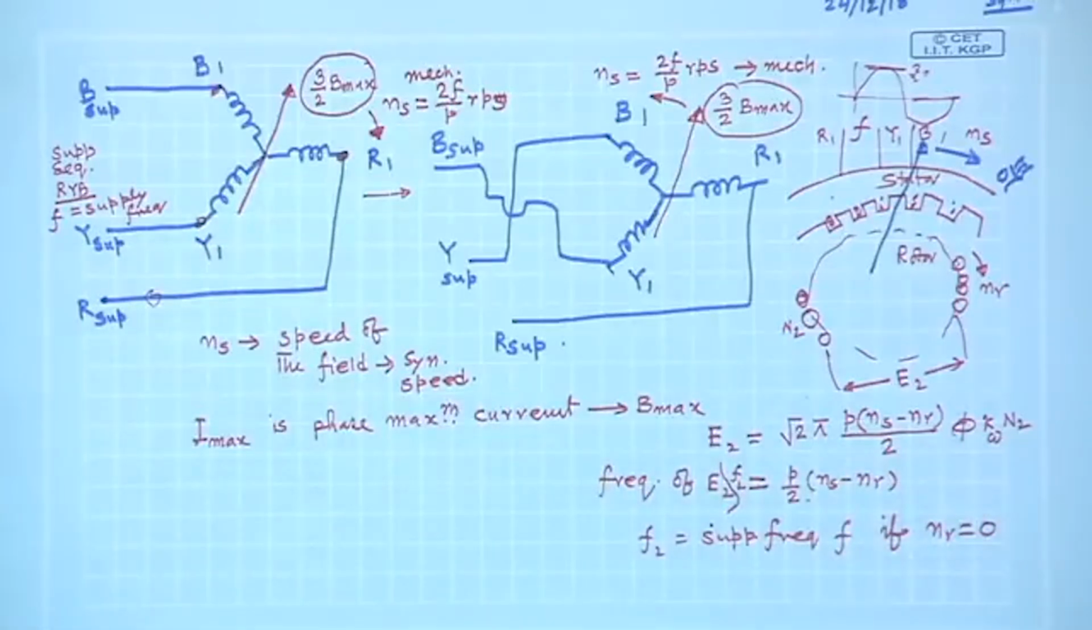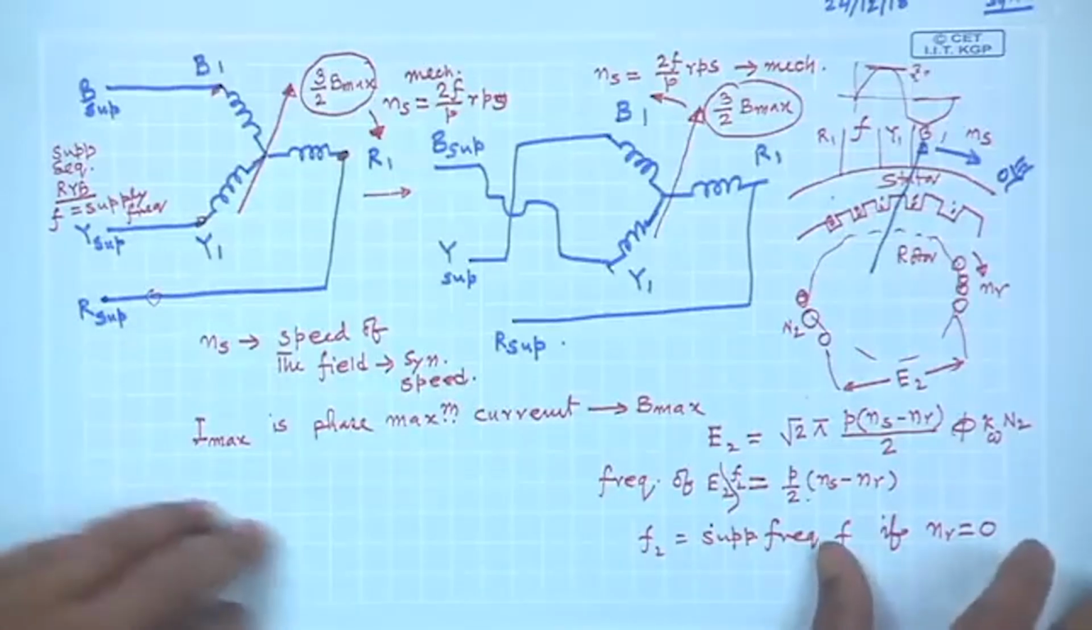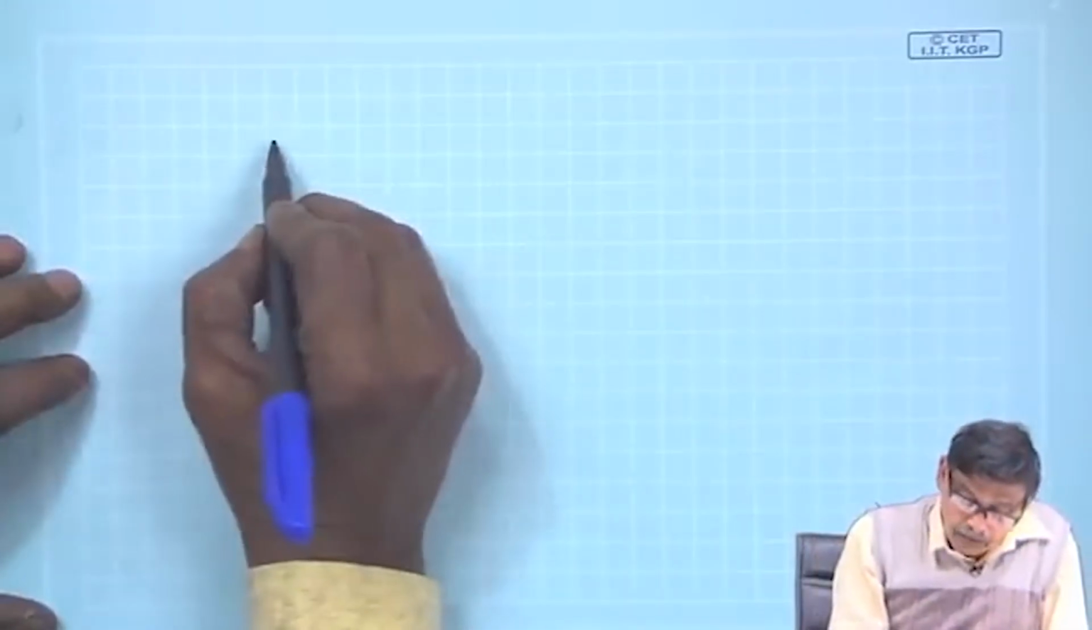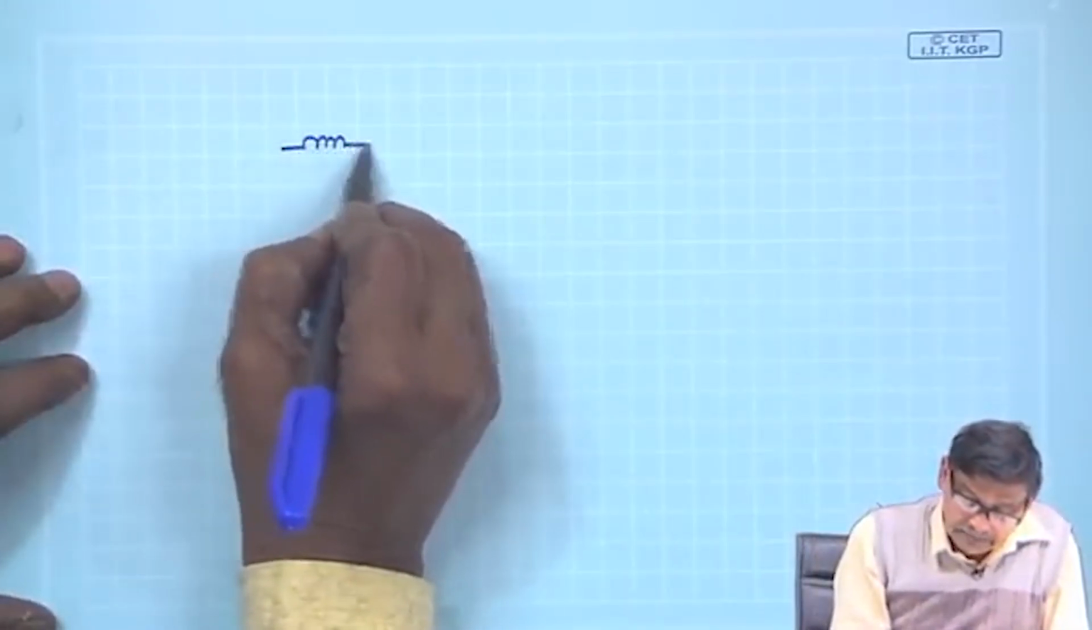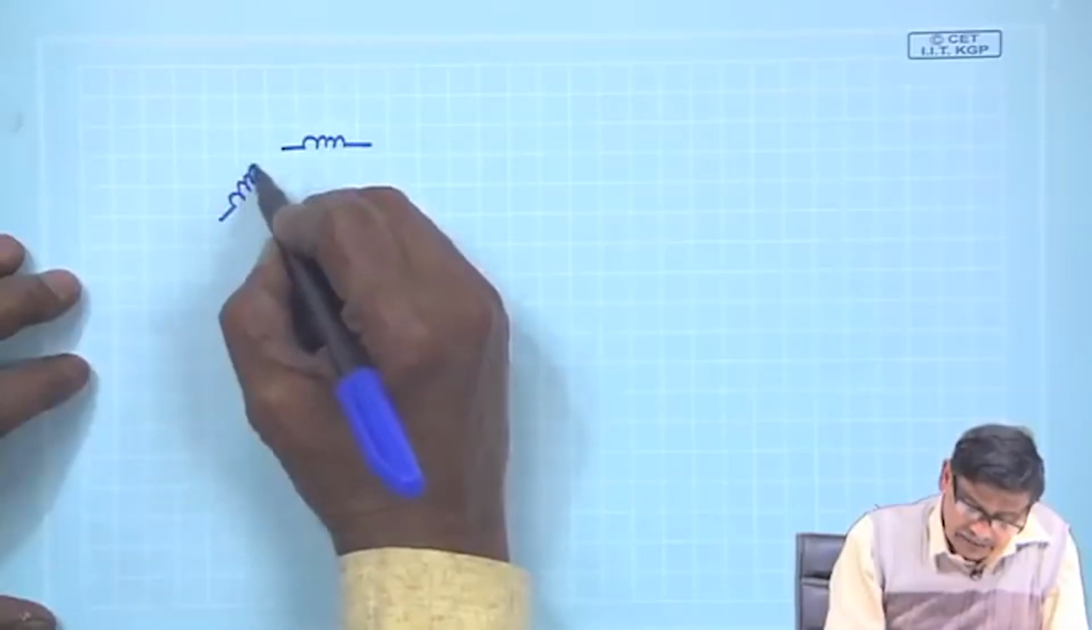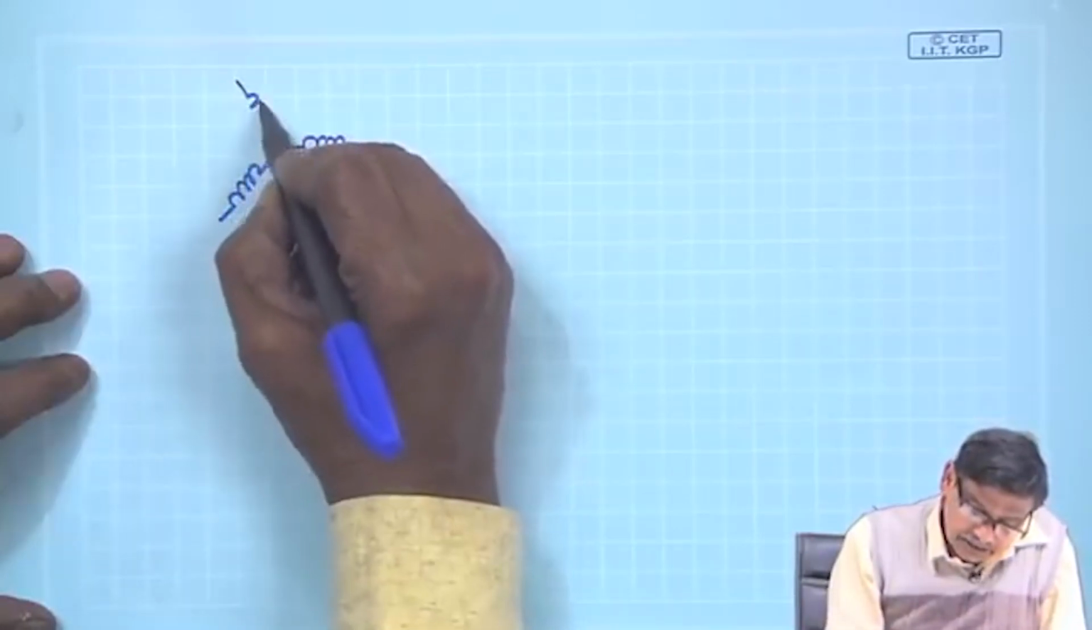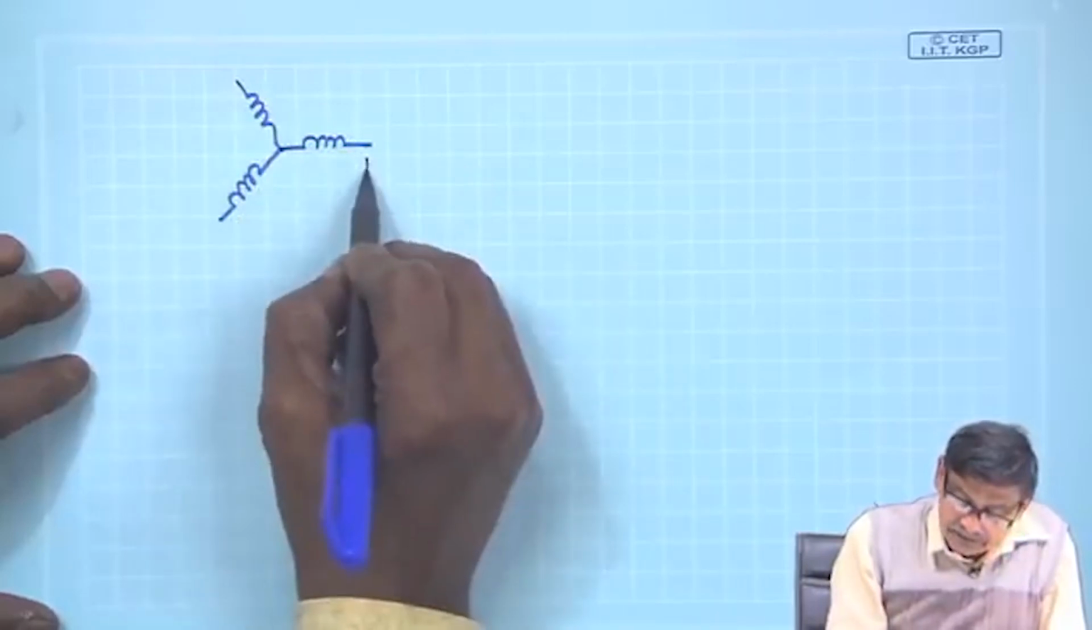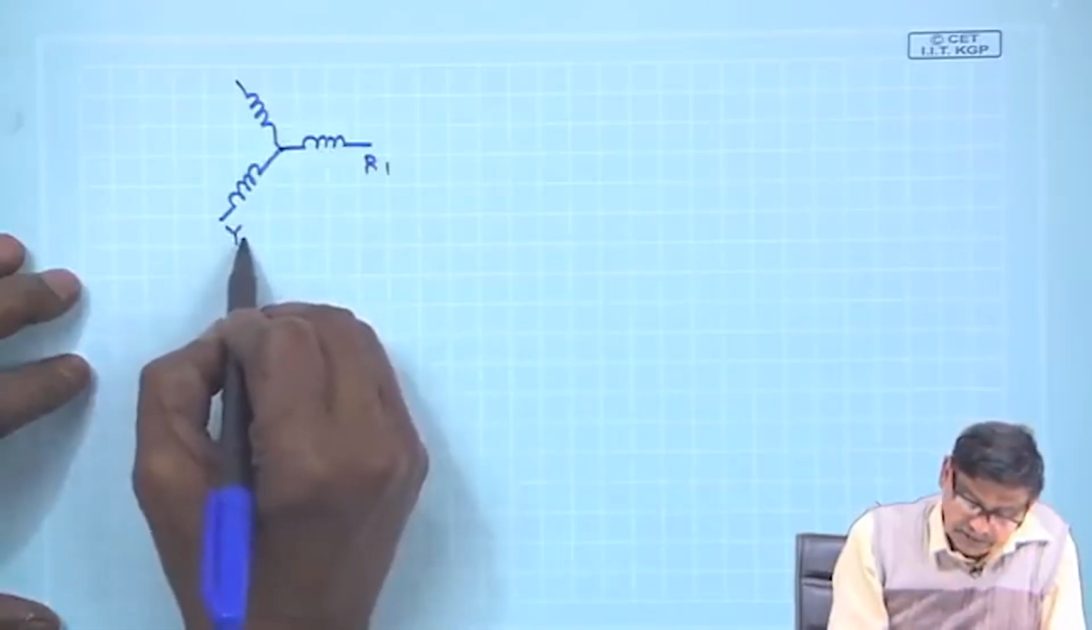And also it should be noted, therefore, I can now draw this diagram in a much more straightforward manner. Symbolically I will draw. This is your stator, and because I have now understood what is going on, I will draw the stator coils like this.